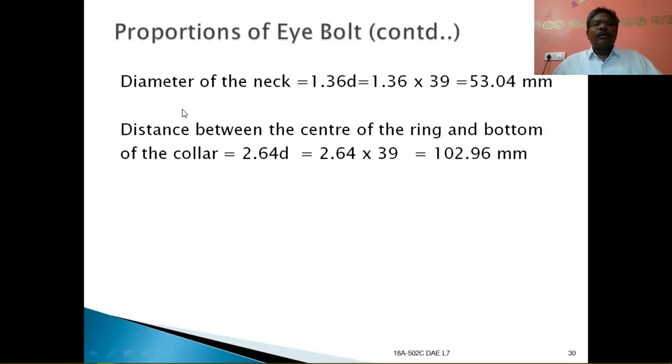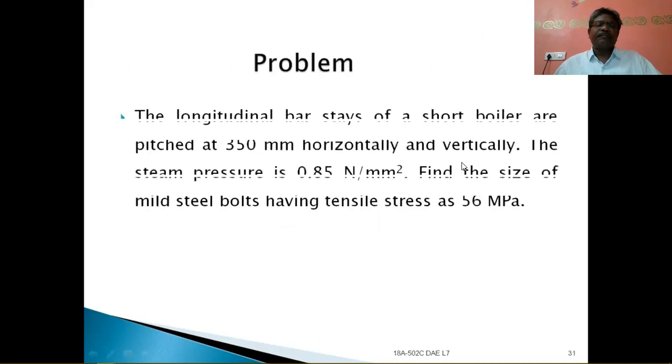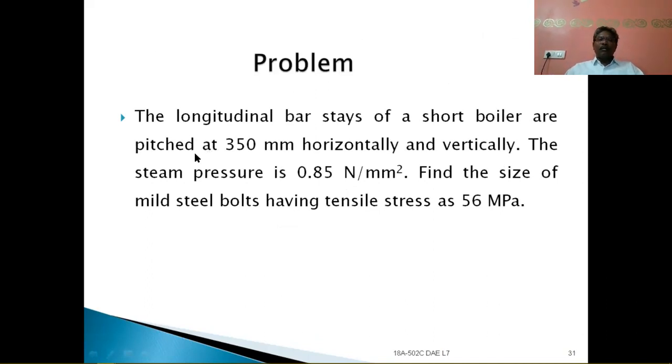So diameter of the neck is 1.36D, that is 53.04. Distance between the center of the ring and bottom of the collar is 2.64D, that is 102.96. So that is problem 1, the previous problem on eye bolt. Now the problem is on boiler stay.